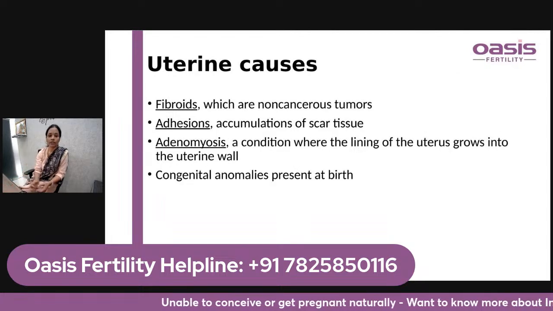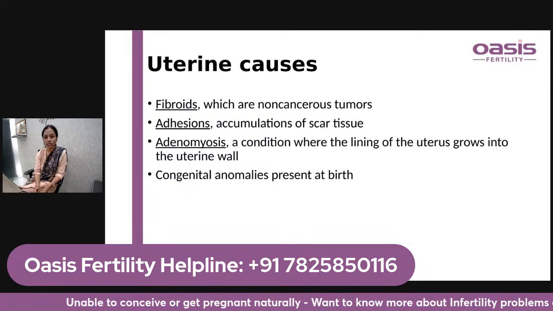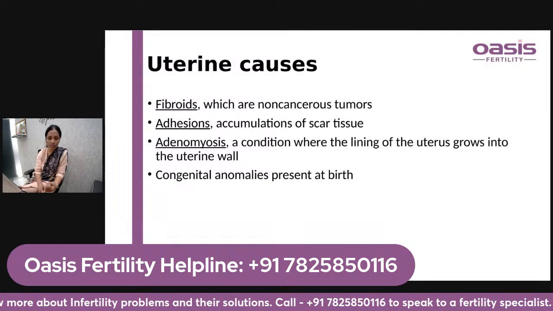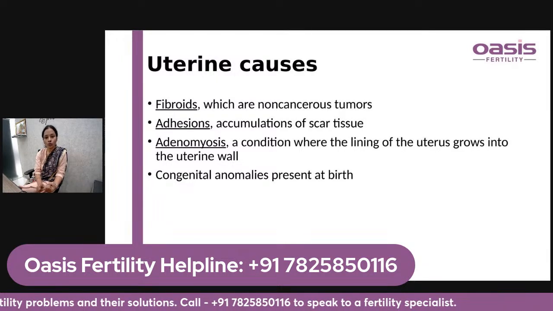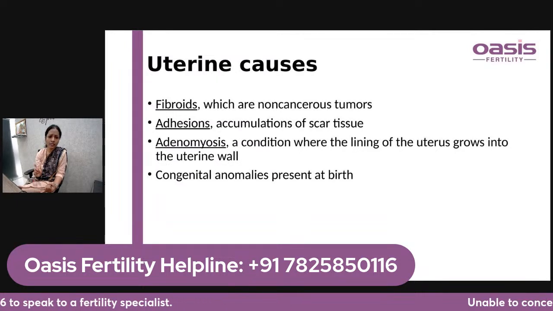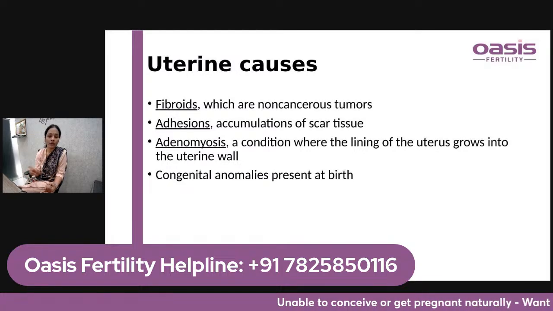Another cause, as I mentioned, is the uterine causes. Any fibroids. Fibroids, as you all know, are small muscular growths in the uterus. Fibroids can also slowly progress over time, and how they affect fertility depends on their size and their location.